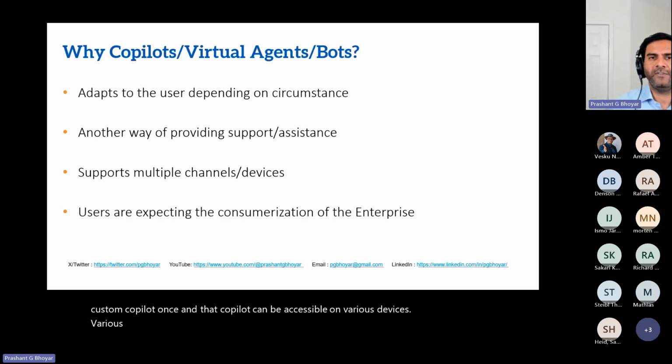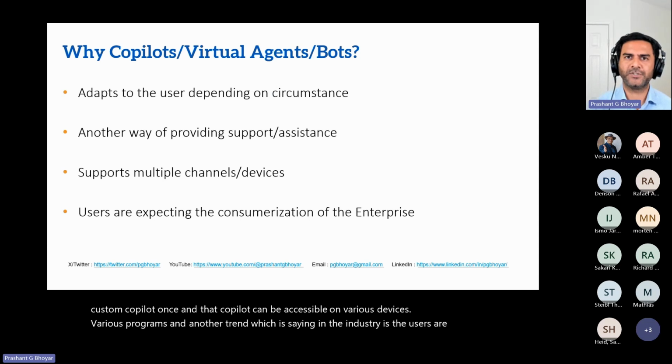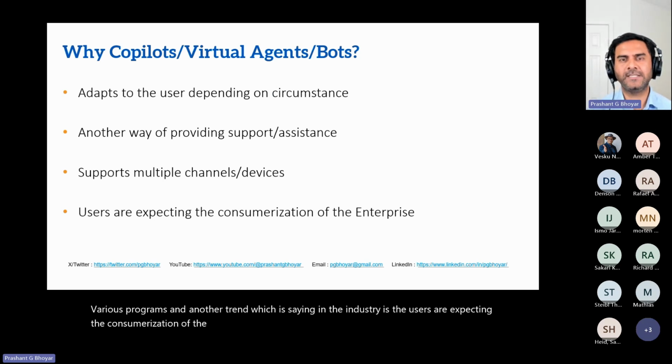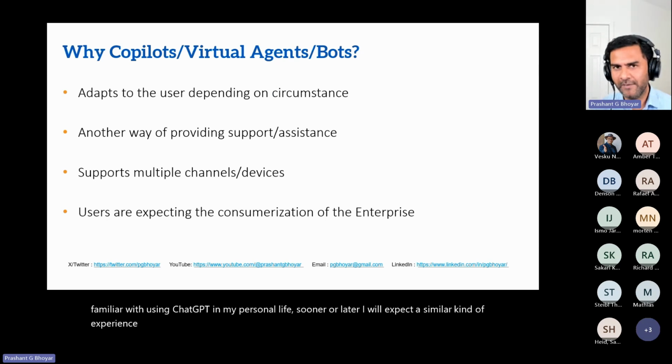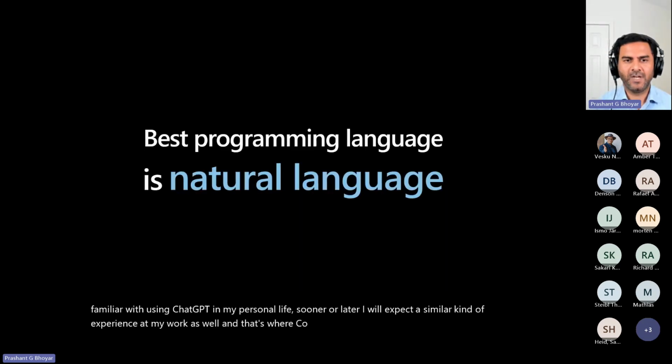Another trend in the industry is that users are expecting the consumerization of the enterprise. What does that mean? If I'm getting really familiar with using ChatGPT in my personal life, sooner or later I will expect a similar kind of experience at my work as well. And that's where Copilot Studio shines. So this is the quote I got from Microsoft: the best programming language is natural language.